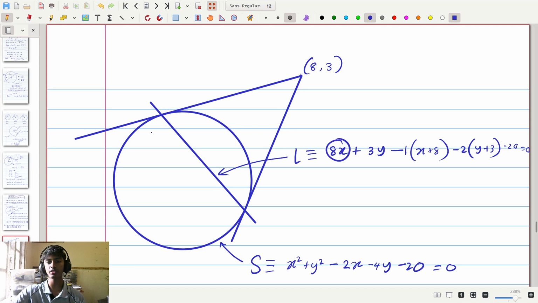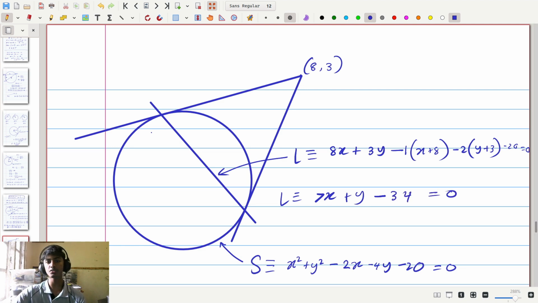Simplifying this down, we can see that we have 8x here and minus x here, which we can write down as L being given by 7x, and then this 3y, this minus 2y can be simplified down to just a single y, so plus y. And then in terms of constants, this minus 8 and this minus 3 times 2 can be written as minus 8 minus 6 or minus 14. And then we have another minus 20. Combining that all into one constant, we have minus 34 equal to 0.